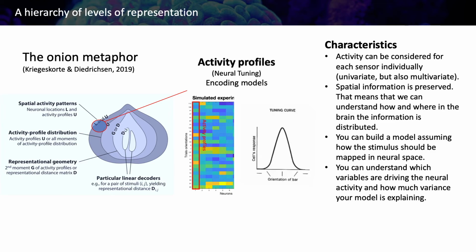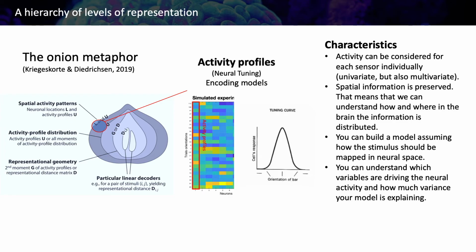Also, the interesting thing is that you can build a model assuming how the stimulus should be mapped in neural space. So you know some neurophysiological properties of the tissue. You can apply this to your model when you want to map the external stimulus to neural activity. And then you can understand which variables are driving the neural activity and how much variance your model is explaining. In the next part of this course, I will go into more detail on the advantages of forward encoding models and how they work.